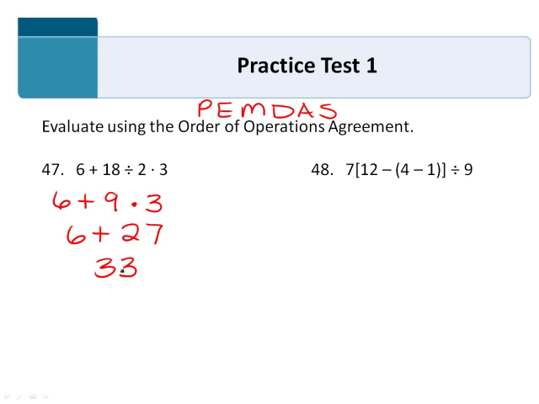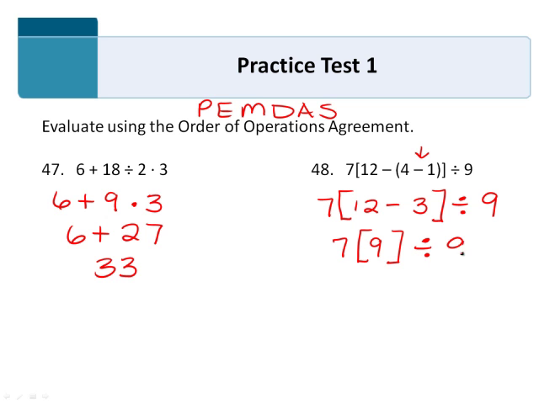Okay, 48. We've got subtraction, we've got grouping symbols, multiplication, division, all kinds of stuff. We're going to start with the parentheses is where we're going to start. So bring down the 7 and the 12 and the minus sign. Now 4 minus 1, just subtract there. You just get 3. So the parentheses are gone, but the brackets are still there because we simplified the operation in the parentheses. So now we're still working in a grouping symbol with the brackets. So we're going to subtract 12 minus 3 would be 9. But you have to keep the brackets there to show multiplication.